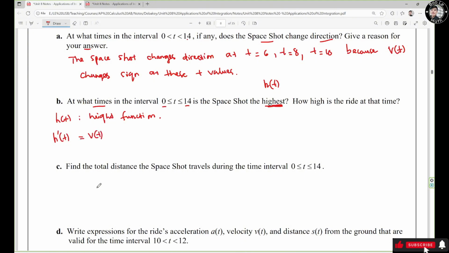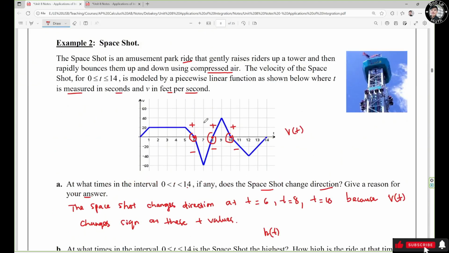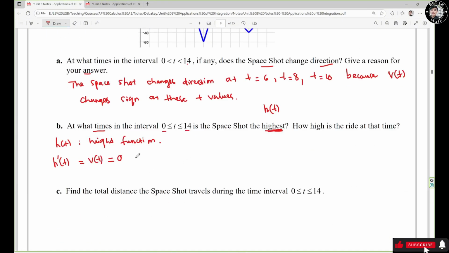Makes sense, right? So you need to find the critical points. You need to let this one equal 0, and we look at the function right here. v of t equals 0 when t equals 6, 8, and 10. So we have t equals 6, 8, and 10. Now look at the closed interval right here. We need to include the endpoints, so don't forget 0 and 14. So we need to use the candidate test.